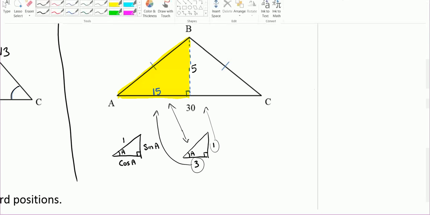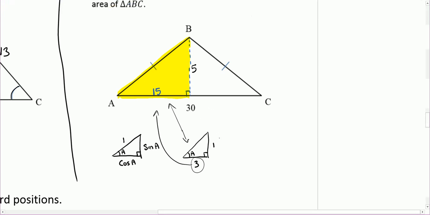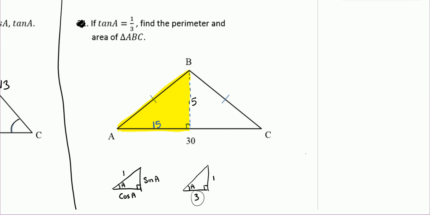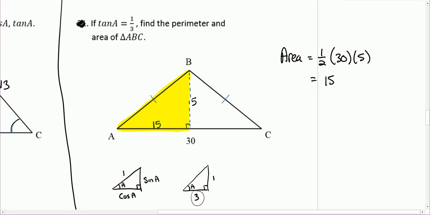Alright, so now back to the triangle we're interested in. We need to find the perimeter and area. We can find the area already because the area is 1/2 the base times the height. So let's do that. 1/2 base, which is 30 for the full triangle, times the height, which we just found is 5. So that's 15 times 5, because 1/2 of 30 is 15. And 15 times 5 is 75, and we're talking about squared units.